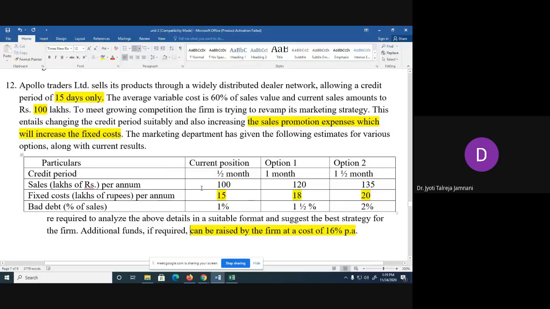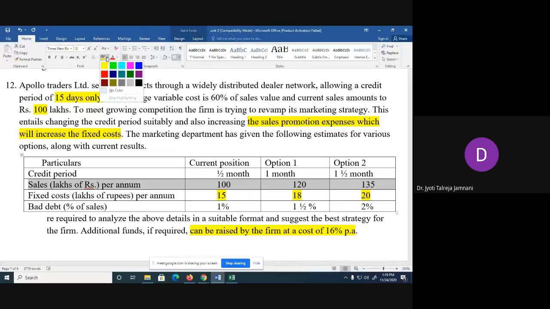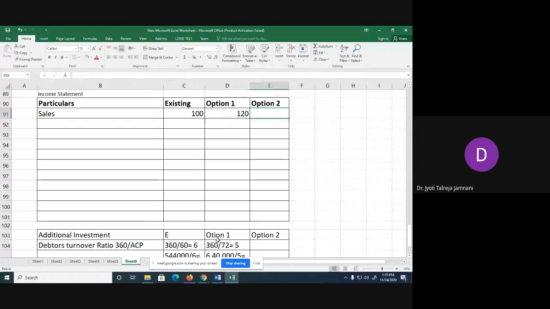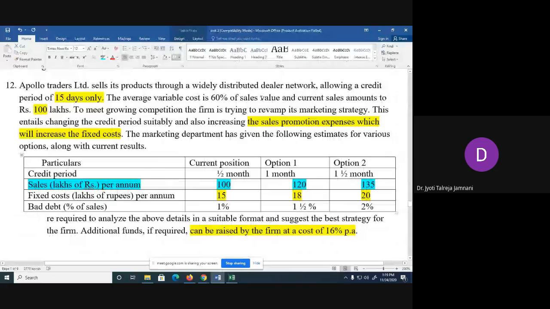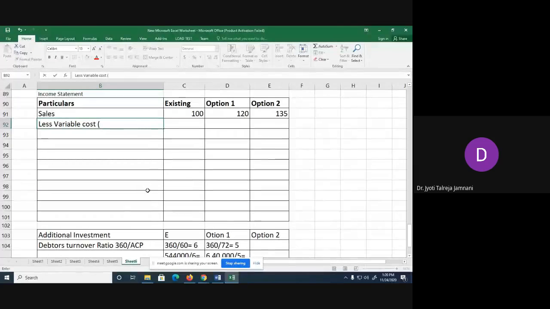For option 1, I'm taking this part of the table. Option 1, 120 and option 2, 135. From this, we minus the variable cost, so less variable cost. What they have mentioned about variable cost is given here. Just see, the average variable cost is 60% of sales value. So whatever sales value we have, 60% of that will be the variable cost. So into bracket, you can write 60% of sales.